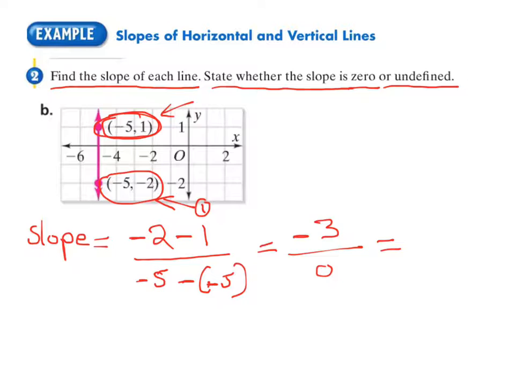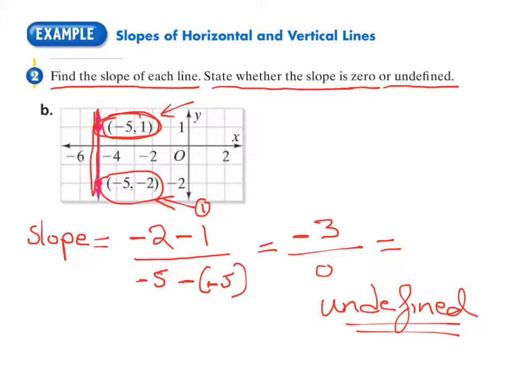So if you simplify, negative 2 minus 1 is negative 3 divided by negative 5 minus negative 5 is 0. Any number divided by 0 is undefined. It is undefined. So the slope of this line is undefined. What type of a line is this? It's a vertical line.